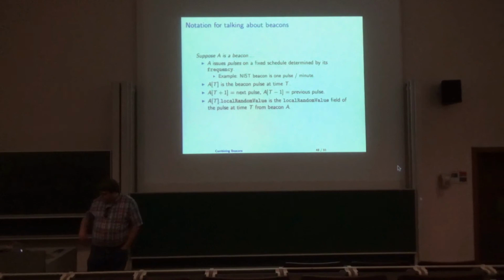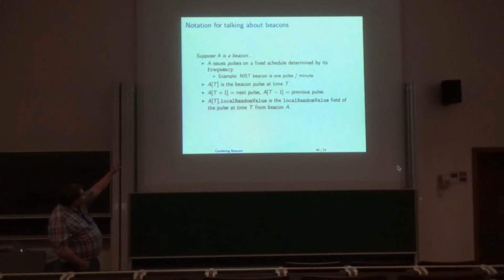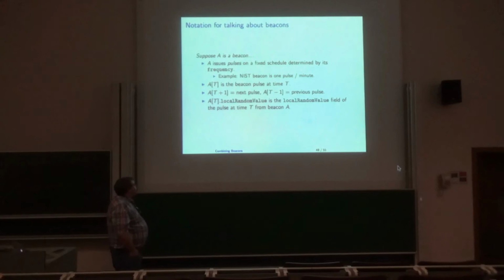So this is just some notation I'm going to use for talking about this. If you see this A sub T, this is the beacon pulse at time T from beacon A. And then T plus one and T minus one are the next and previous pulses. So I'm skipping over the fact that different pulses could have different frequencies. You could have one issuing pulses once per minute, one per second. I'm just assuming that we can figure out which the next and previous ones are. I'm also going to use a notation like from Python or C for the field names, just putting a dot there. So local dot A sub T dot local random value is the local random value field from time T.